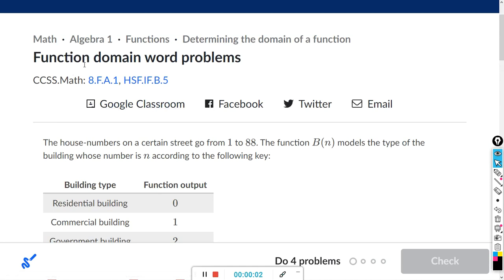This will be for the function domain word problems. So for domain, that means we're dealing with the possible x values. All right, so that's the definition for domain.